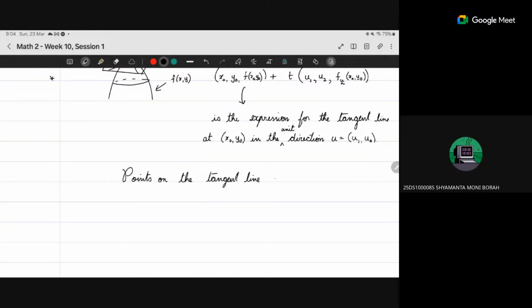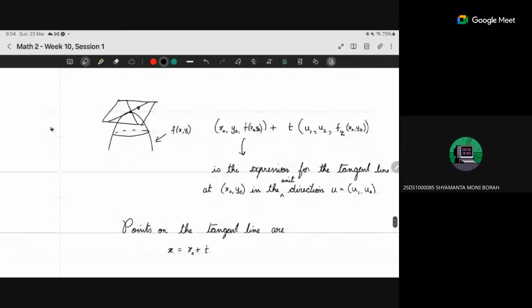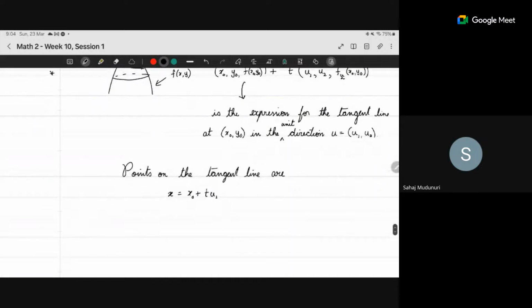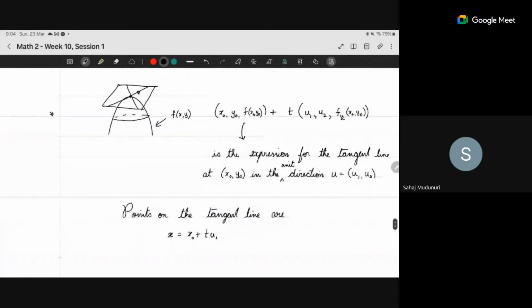Sir, sorry to interrupt. So this u equal to u1, u2 is basically the unit vector, right? Yeah, the unit direction along which you want to look at. Understood. So does it have to be a unit vector, or can it be any vector and we have to normalize it? If you're given a non-unit vector, you have to normalize it, because typically you use the unit vector. Got it, sir. Thank you.